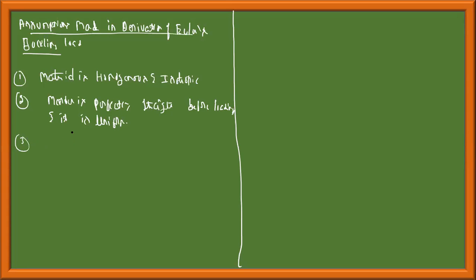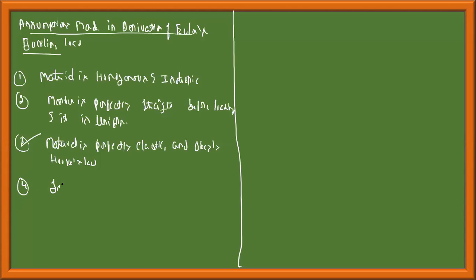Third, the material is perfectly elastic and obeys Hooke's law. This is a very important point. It means that when I talk about the Euler buckling load, the stress we get should not exceed the proportional limit, because the material is obeying Hooke's law. The crippling load, the crippling stress or buckling stress, should not exceed my proportional limit. It should be well within the proportional limit.